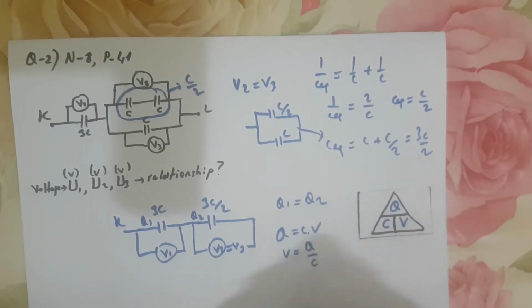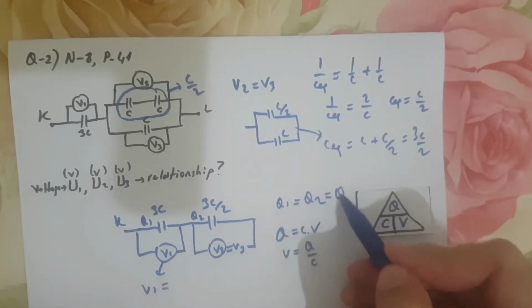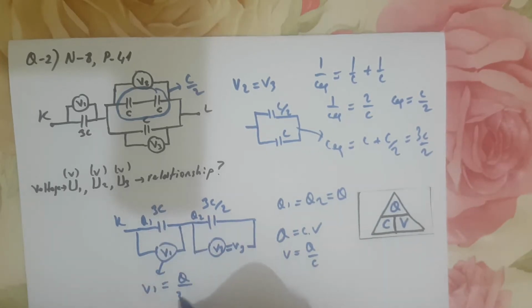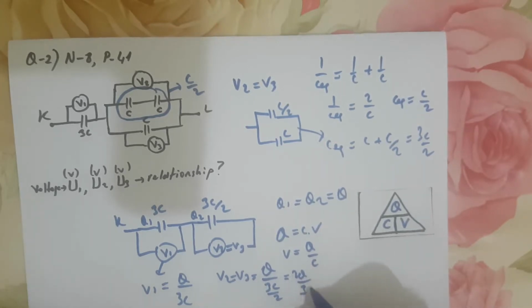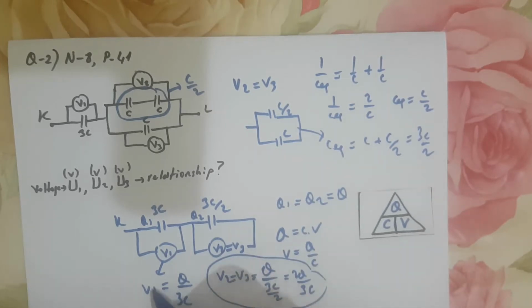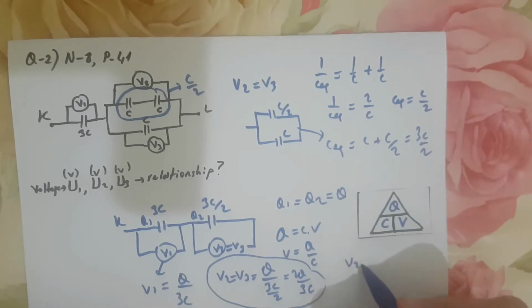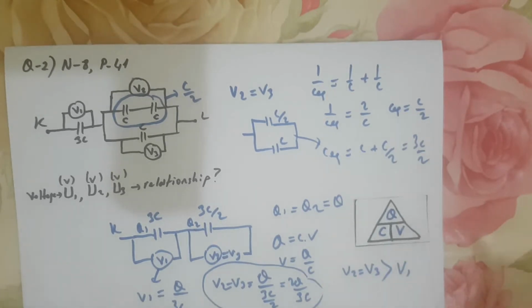Can you see that? Let's look at V1. It is Q over 3C. But V2 and V3, what's that? It is Q over 3C over 2, which goes up to Q over 3C times 2. So which one is bigger? Of course this one is bigger, bigger than V1. So we can write that V2 is equal to V3 and bigger than V1. I hope you understand. Let's look at the next question.